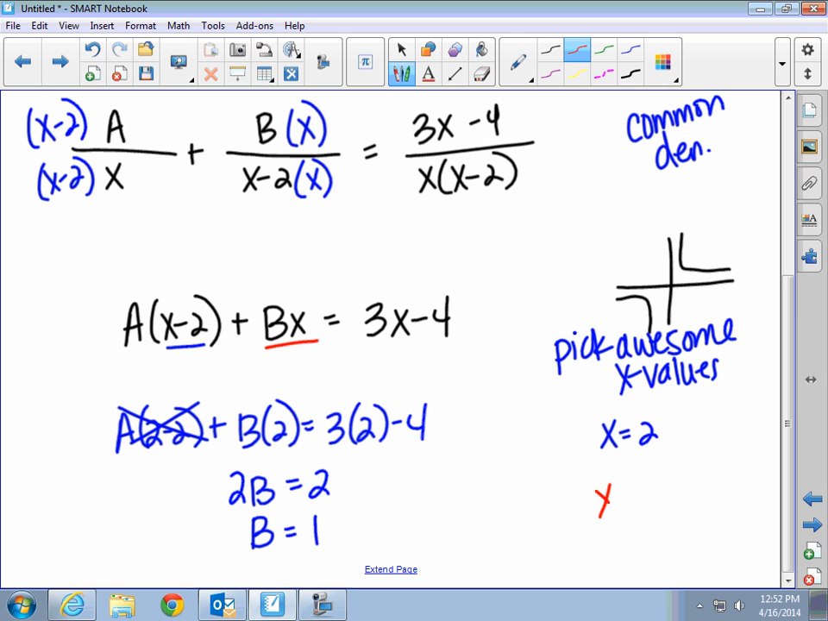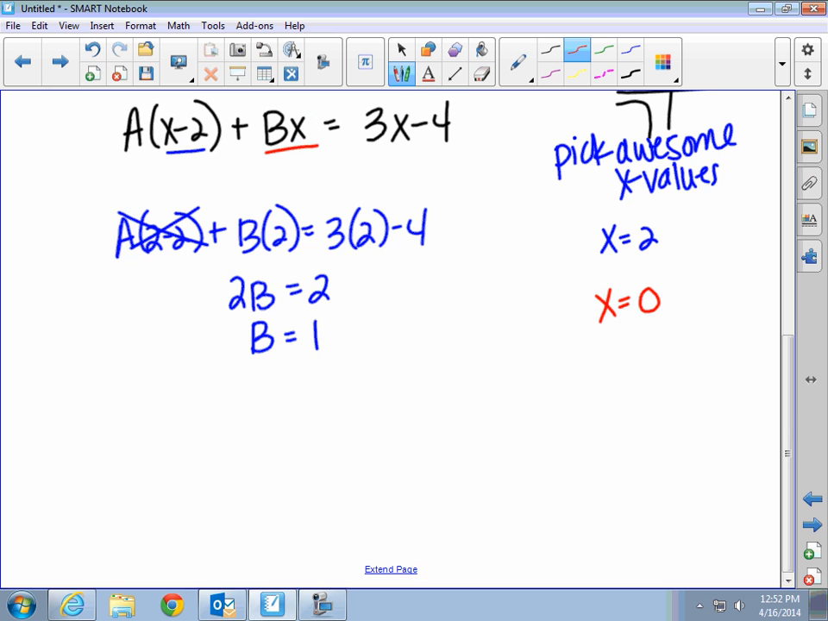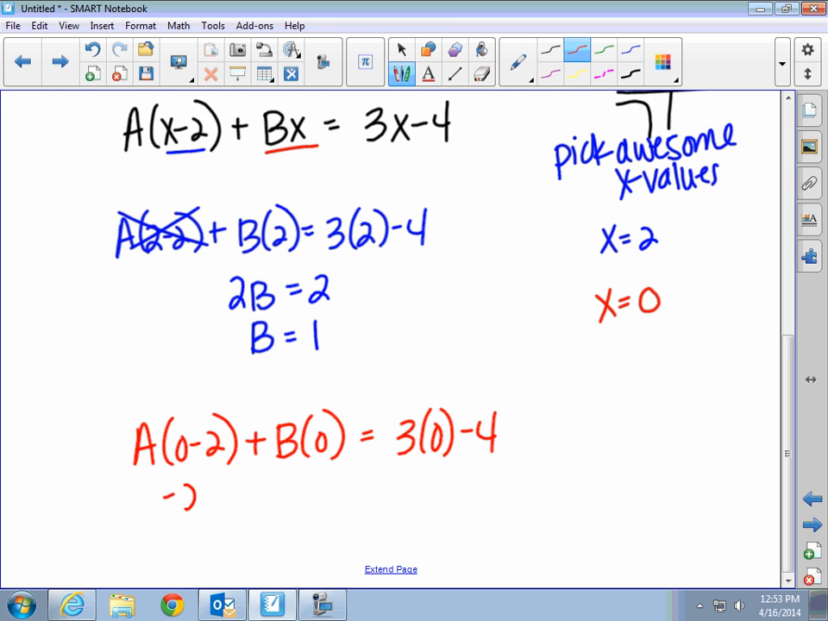So the second time, let x equal 0. We're going to do a times 0 minus 2 plus b times 0 equals 3 times 0 minus 4. Mr. Rose taught me this morning. I'd never done it this way. It's awesome. So negative 2a equals negative 4. What does a equal? 2.